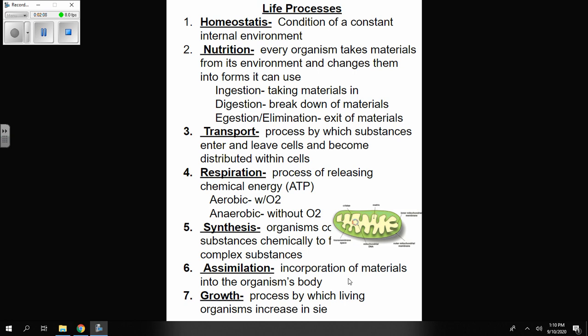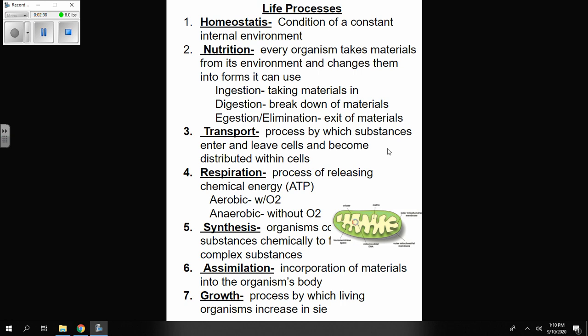Nutrition is another life process. Every organism takes materials from its environment and changes them into forms it can use. You have ingestion as part of this, taking the material in, digestion, breaking down the material, or egestion, or elimination, when it exits. We also have transportation. Transport. It's the process by which substances enter and leave cells and become distributed within cells. In our body, the transport is through the bloodstream.